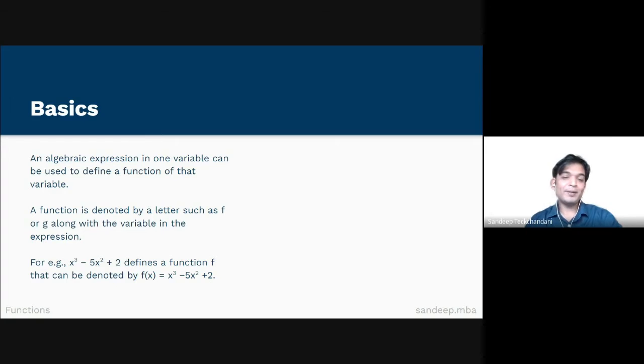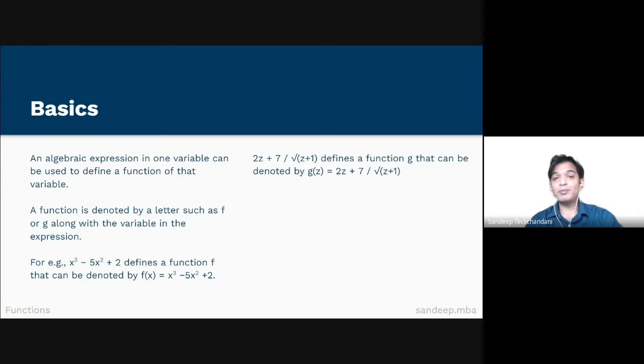One more example, the expression 2z plus 7 divided by the square root of z plus 1 defines a function g that can be denoted by g of z is equals to 2z plus 7 divided by the square root of z plus 1. Please note that the symbols f of x or g of z do not represent products. Each is merely the symbol for an expression and is read f of x or g of z.